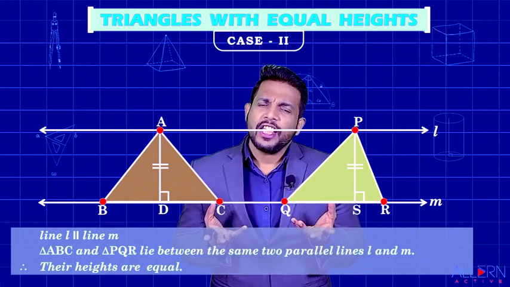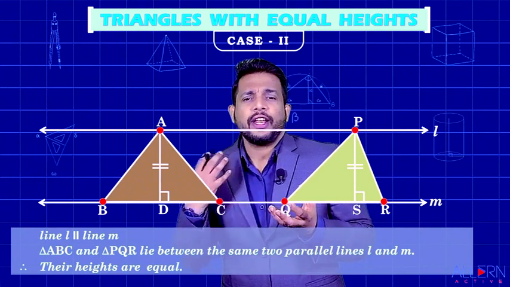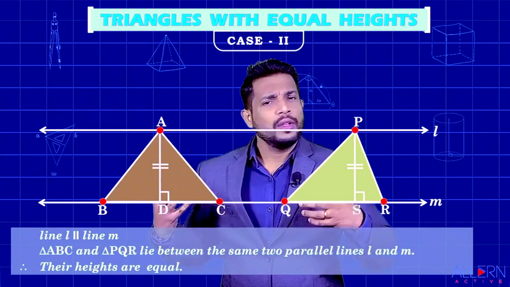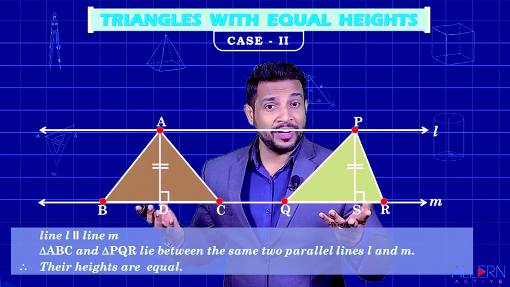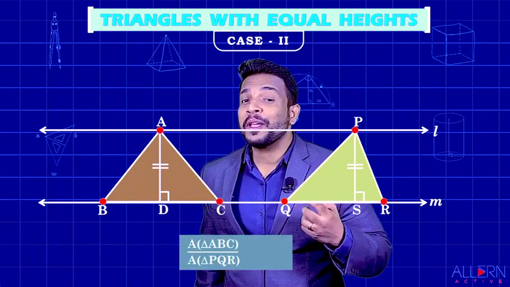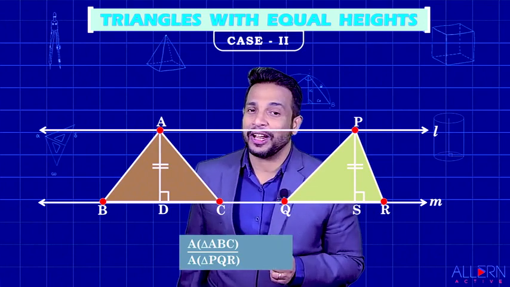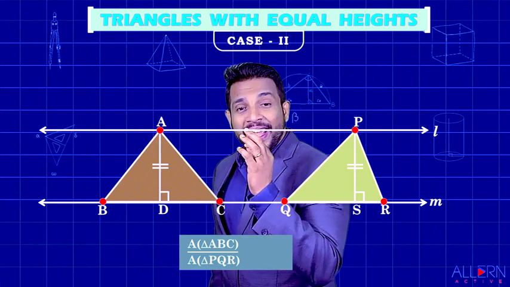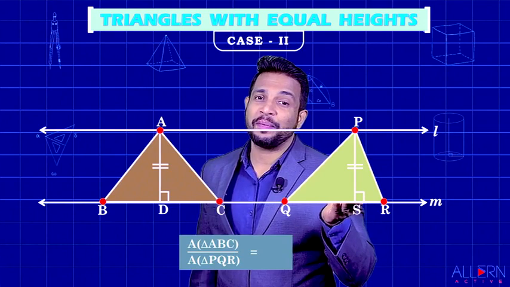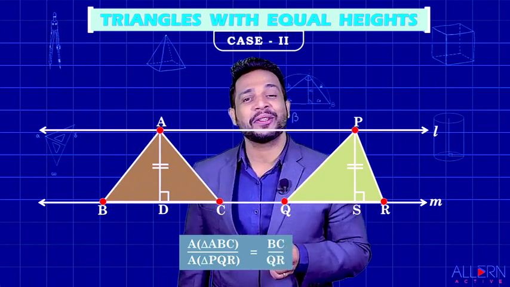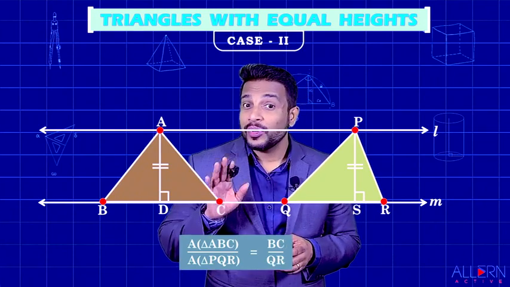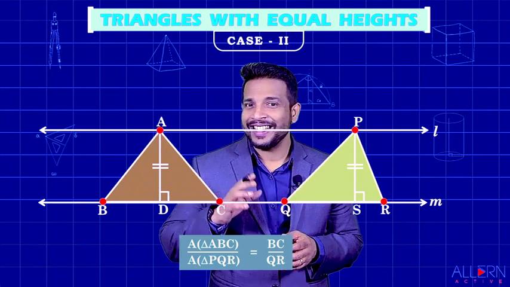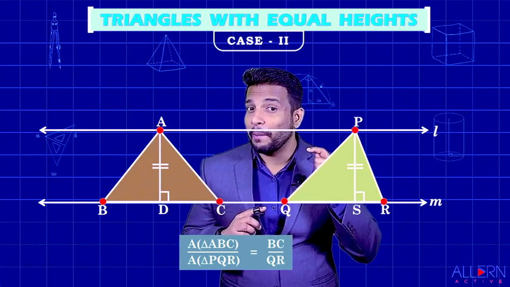Now tell me, if the heights are equal, and if I ask you a question, what is area of triangle ABC upon area of triangle PQR? You will say it's so simple because heights are equal. Then area upon area is equal to base upon base. So we'll write area of triangle ABC upon area of triangle PQR is equal to base, that is BC, upon the corresponding base here, that is QR. We get the answer as BC upon QR. So that was the second case. Interesting, very easy, right? Between the same two parallel lines.